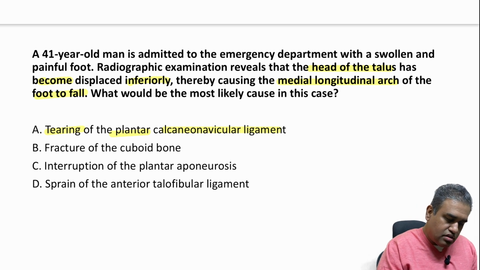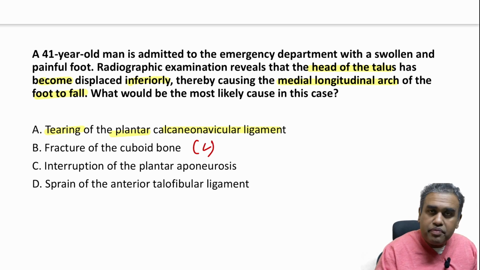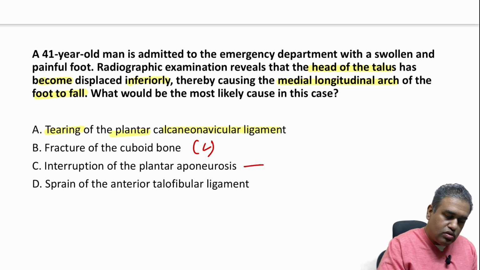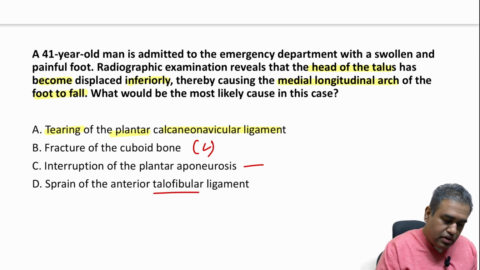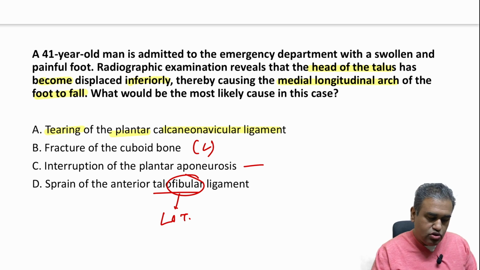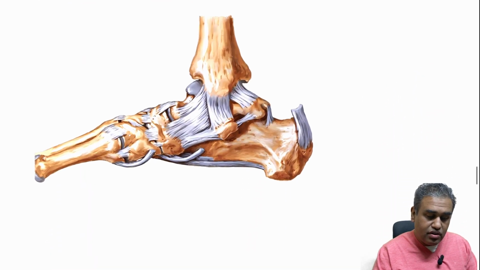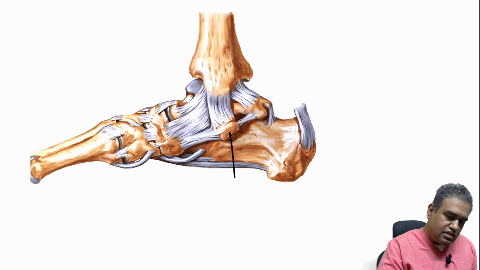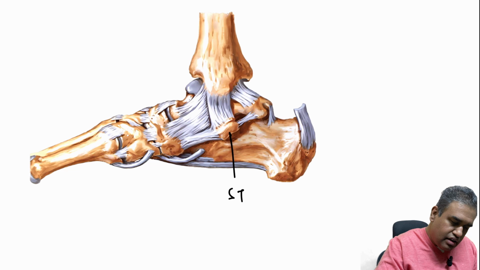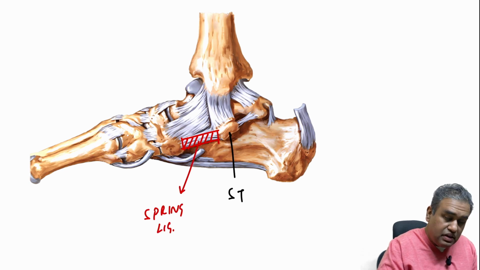If you look at the other options, cuboid bone is present where? Laterally. Now plantar aponeurosis is present throughout the plantar aspect. Sprain of the anterior talofibular ligament, this is present again laterally because it is the fibula over here. If I show an image of the ligaments over here, you are looking at the medial aspect, right? Now very carefully see, this is the sustentaculum tali, and this ligament over here, if I make it with a red box over here, this is our in question spring ligament or PCNL.